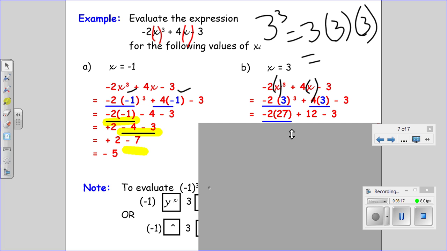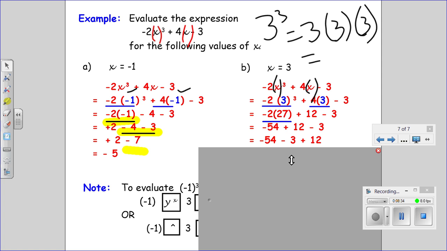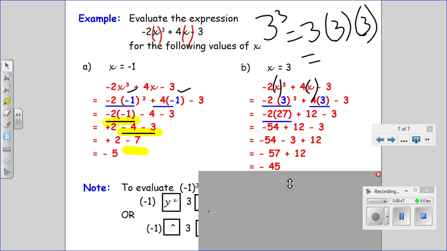And now I have to multiply the 27 with the negative 2 because all I'm left with is the one multiplication and then addition and subtraction. And the multiplication has to come first. So negative 2 times 27 is negative 54 plus 12 minus 3. And I can group my negative numbers together. So I can just add the negatives. 54 and 3 is 57, and it was negative. And add the 12. Two integers with opposite signs means I subtract the digits. So I'm left with 45. And I take the sign from the larger digit, which is 57.